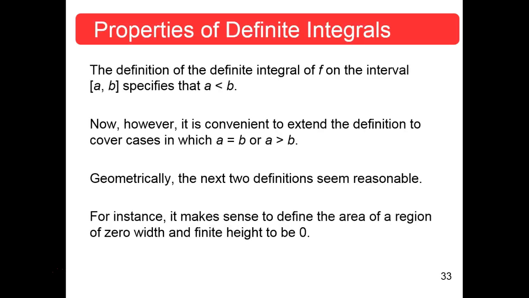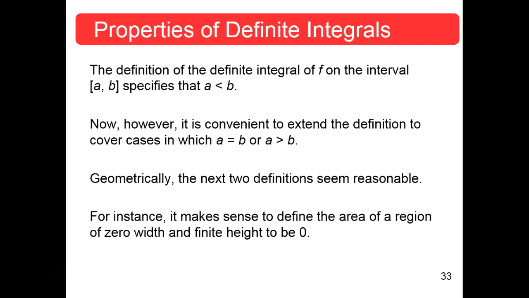Okay? Properties of definite integrals. The definition of a definite integral of f on the interval from a to b specifies that a always has to be less than b. You don't go from here to here, you go from here to here, left to right, okay? Now, however, it is convenient to extend the definition to cover cases in which either a is equal to b or a is greater than b, okay? It's going to be a little bizarre, but let's think it through.